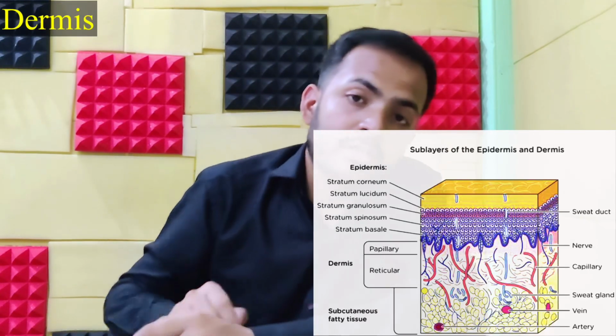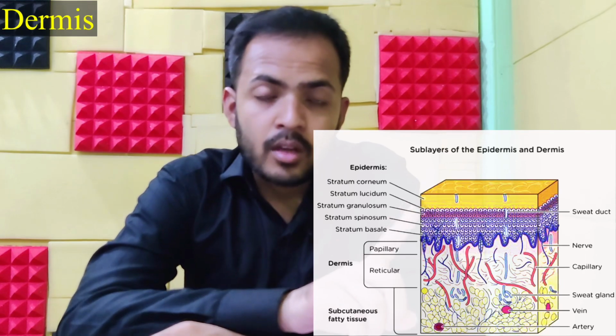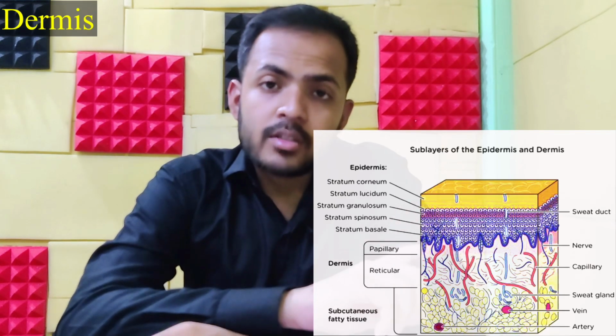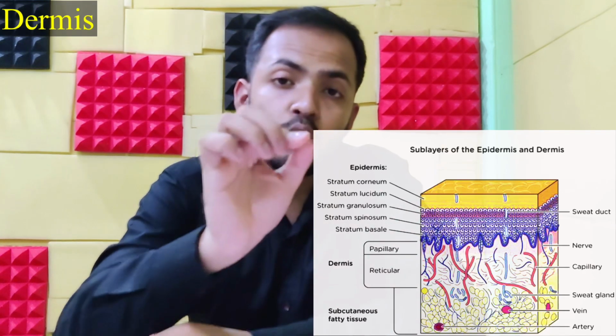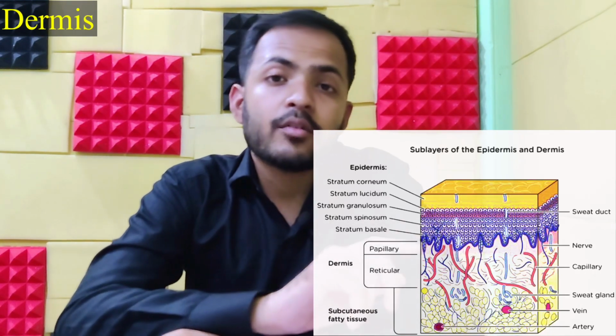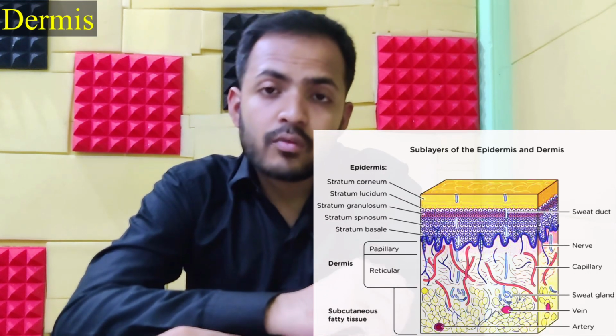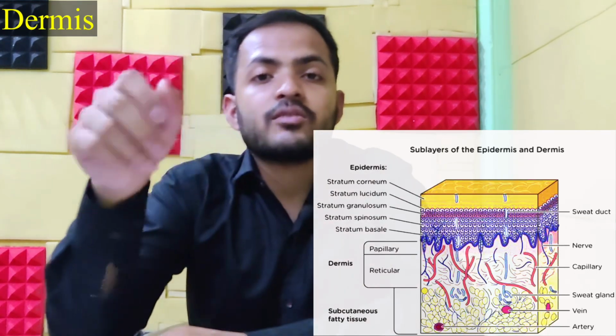Now this dermis consists of 2 layers. First of all, papillary dermis. It is the upper layer of the dermis and it consists of loose areolar connective tissue. And second, you're going to find reticular dermis. It is the lower layer of the dermis, and it consists of densely packed collagen fibers.